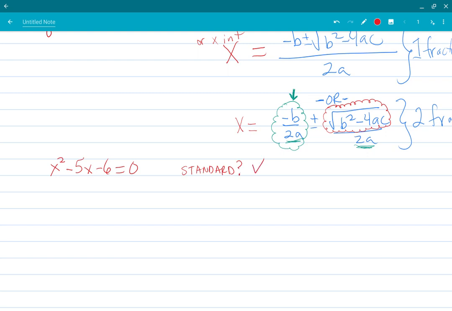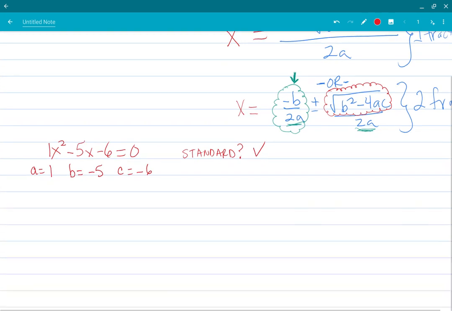Yes. So it is standard form. That means we can use the quadratic formula, right? So now let's write all the letters. A equals 1. If there's no number, it's 1. B equals -5. And C equals -6. All right, now let's plug everything in.